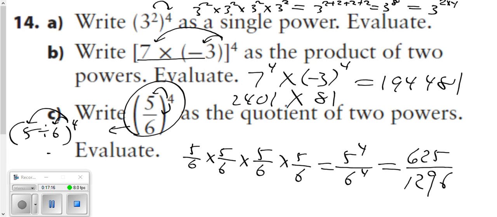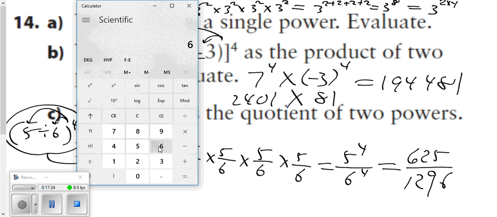Of course, if you thought of it this way, you end up with 625 divided by 1296. And you will get one big giant number that repeats. So it's 308641975308641975.